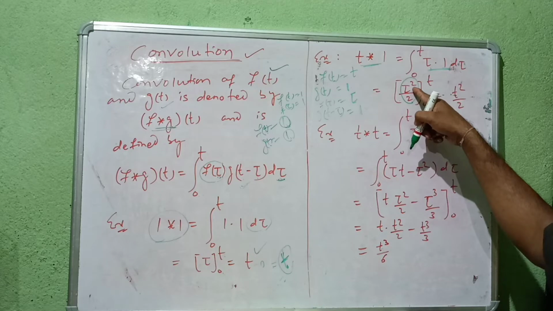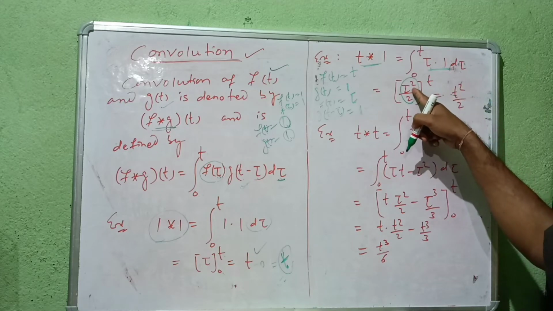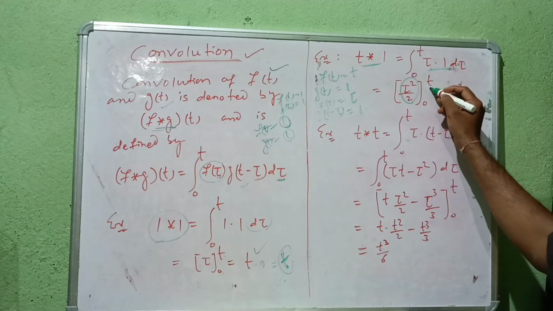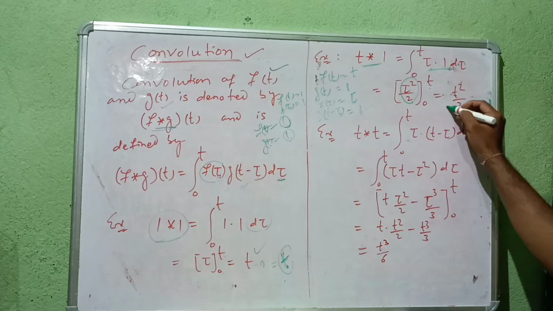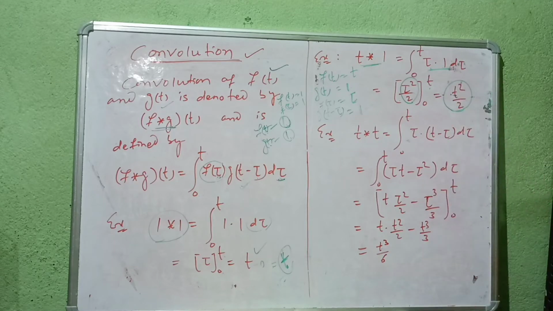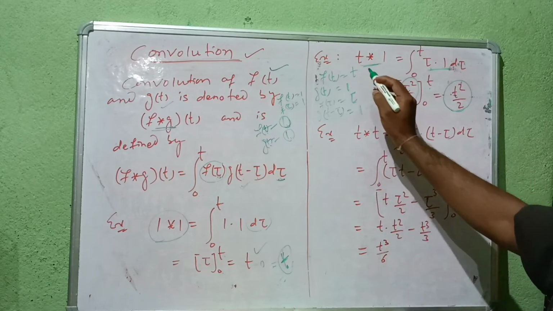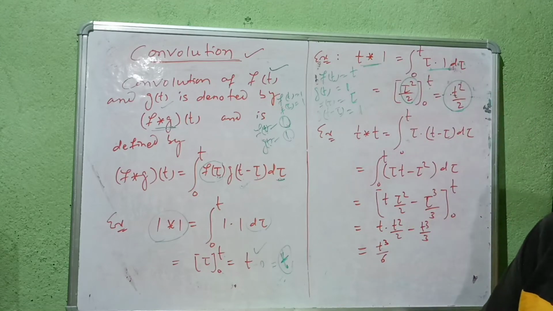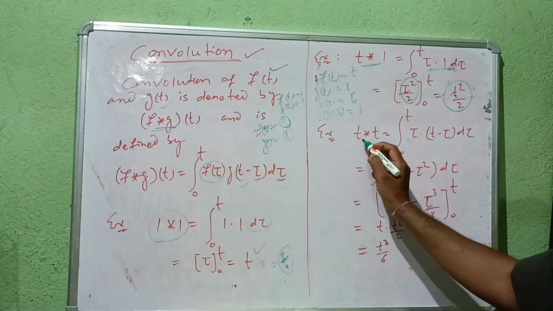So upper limit it will be t square by 2 minus lower limit, meaning 0. Lower limit means putting 0 in place of tau, it will be 0. So for upper limit there will be some value. So it is only t square by 2. Clear? So convolution of t and 1 is equal to t square by 2. Okay. Now in the next example we took what?